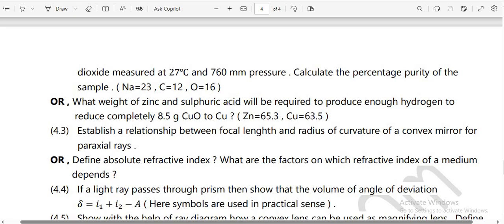define absolute refractive index. Next question, what are the factors on which refractive index of a medium depends?